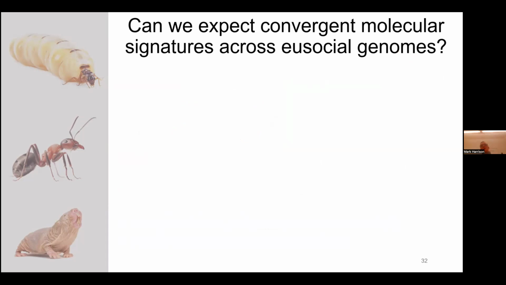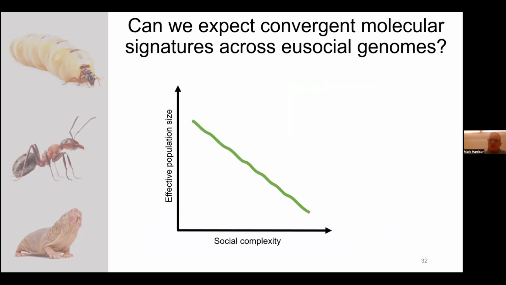And I've been thinking about this a bit more. Can we really expect convergent molecular signatures across all eusocial origins within the genomes? With increasing social complexity, you have a decrease in effective population size because you have these larger colonies and more clearly distinct castes, so absolutely sterile workers. So the relative number of reproducing individuals decreases. This should lead to a relaxation of selection in social lineages, which correlates with social complexity.